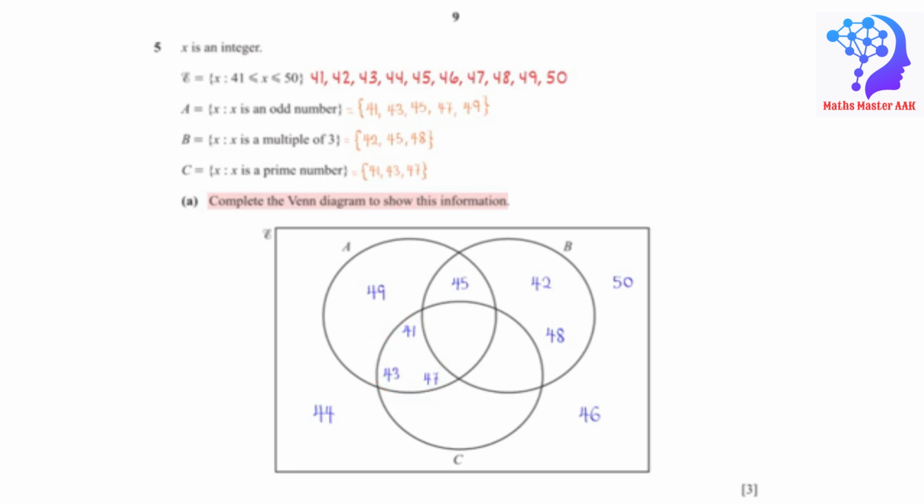The element in set A only is 49. The elements in set B only are 42 and 48. The elements in the universal set that are in neither set A, B, nor C are 44, 46, and 50.